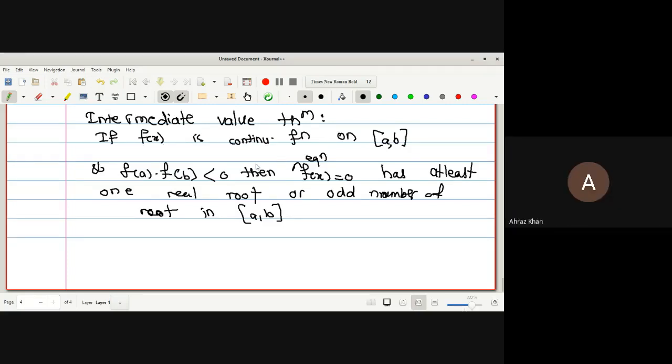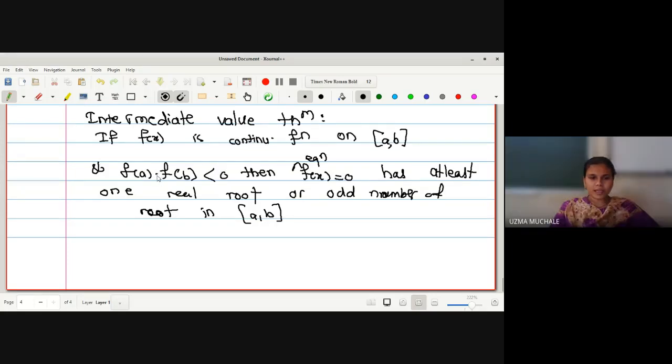Ma'am, the function is negative. Okay, we cannot take it that way, na? F of a into f of b is less than 0.